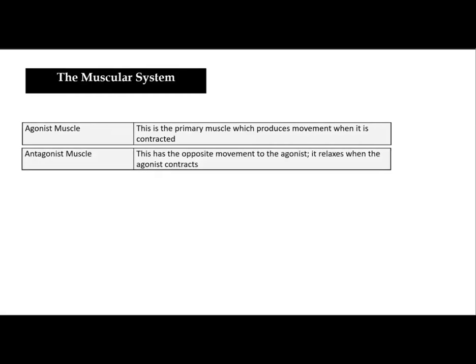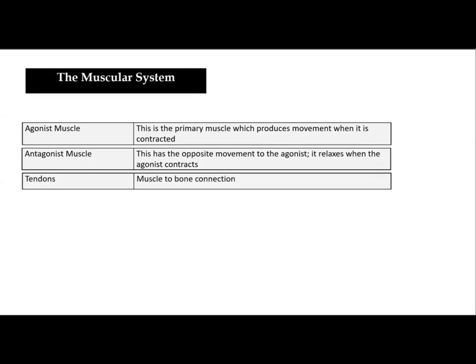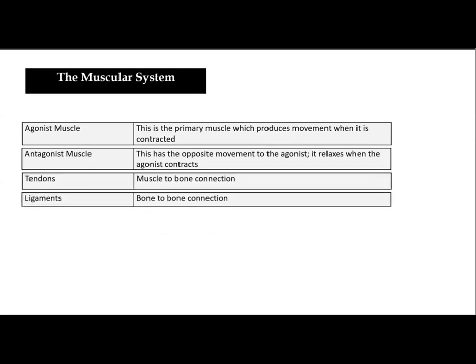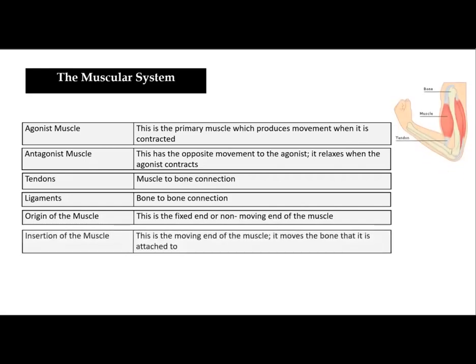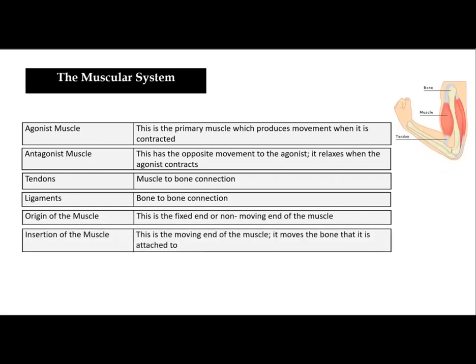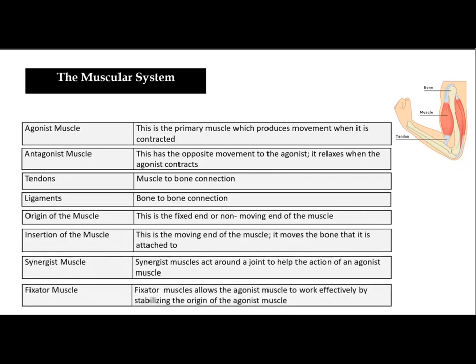Again, agonist is the prime mover, antagonist is the opponent. The connection muscle to bone is tendons, ligaments connect bone to bone. The origin of the muscle is the fixed point. The insertion is the other end of the muscle, which moves, let's say, the bone. And then the synergist is the helper muscle, and the fixator muscles are these stabilizers, okay?